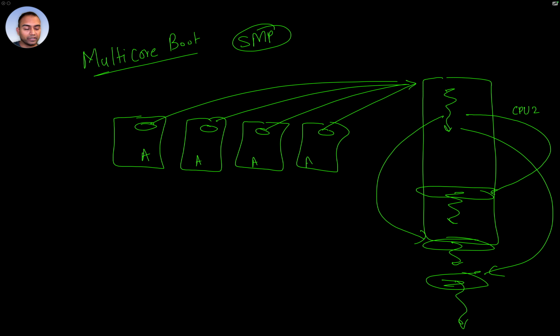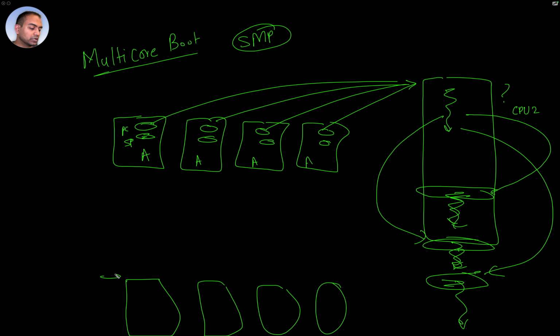Execute as an independent entity. So the question is, how do we do that? And then the second thing is, if this code now was a result of C code, and function calls were involved, then for each of the CPUs, the stack pointer should also point to different locations in RAM, so that the stacks are separate.